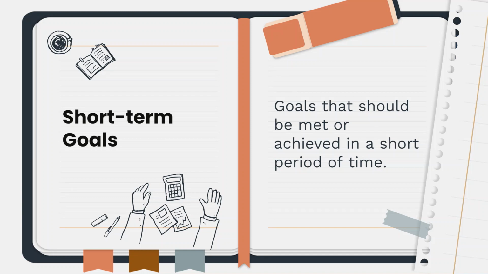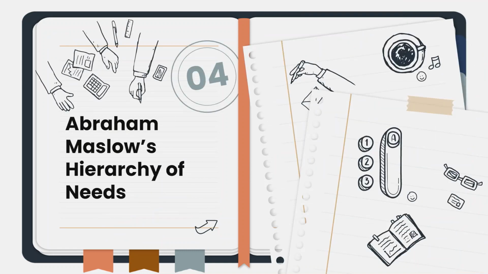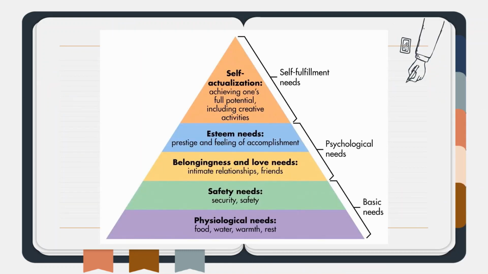Abraham Maslow's hierarchy of needs describes what motivates us throughout our lives. Maslow said that one cannot go up to the next level if the lower levels are not yet met or satisfied. As you make your goals, consider whether they address these needs. The first of the lower needs on Maslow's hierarchy are physiological needs.